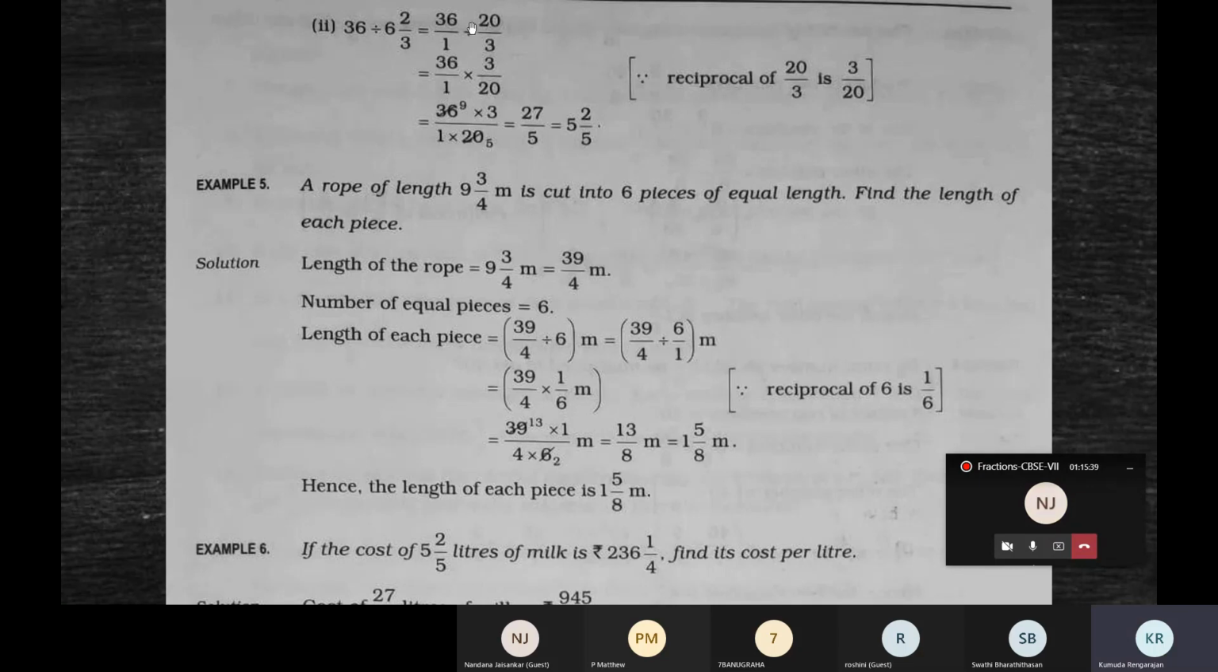36 by 1 as it is. Division becomes multiplication. 20 by 3 is written as its reciprocal 3 by 20. Now the situation is multiplication of two fractions, and we proceed as if we have to multiply these two numbers. So multiply the numerators, multiply the denominators, simplify. And if the answer is an improper fraction, we leave the result as a mixed fraction.